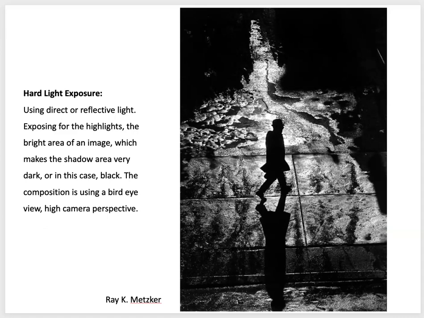So here's an example of hard light. And so we've got the direct light of the sun powering down, sorry about that, onto the street. We're exposing for the highlights, which means the shadows are all going black. And it's also talking about composition. It's a higher camera perspective, so it's called that bird's eye view.